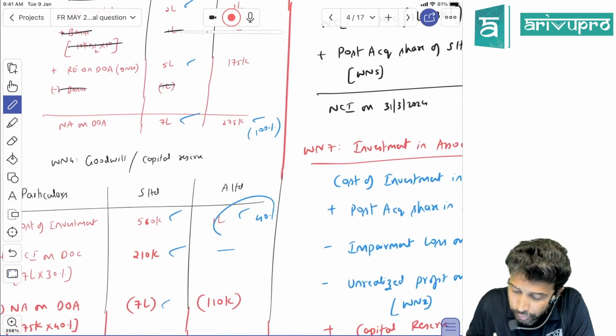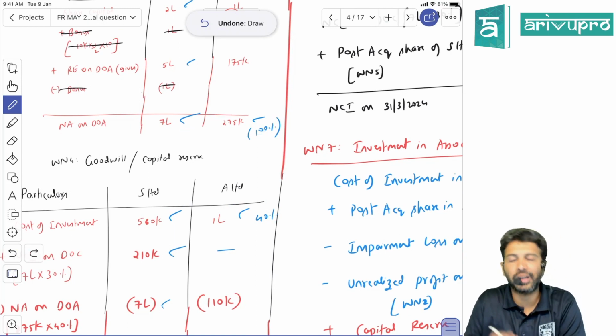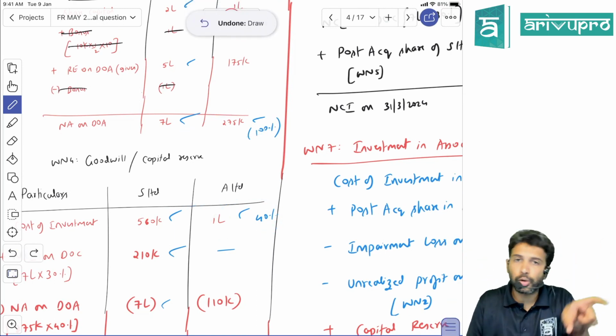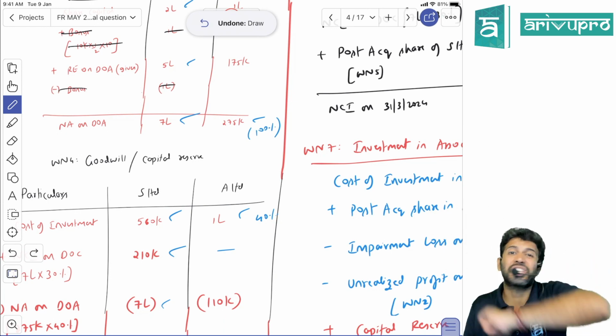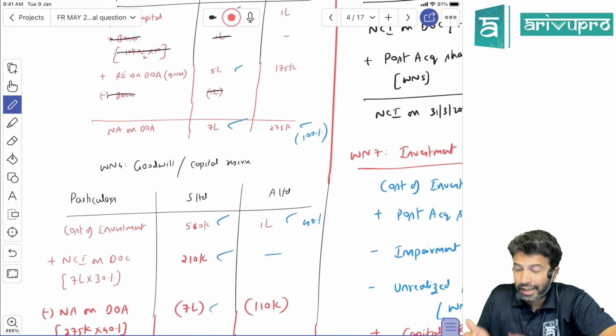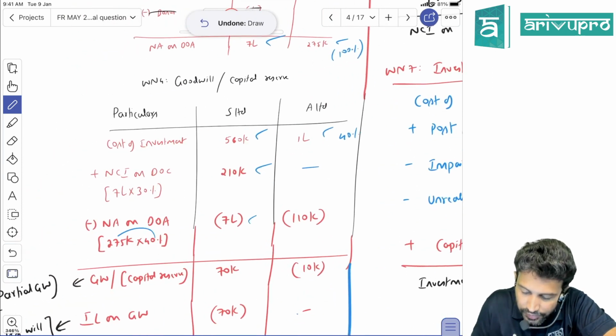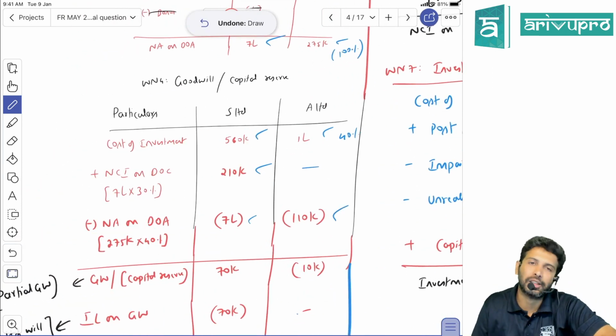So can you compare a 40% number with a 100% number and say this is goodwill or capital reserve? No. Since this is 40%, we should only take what? Parent's share of net assets. Because parent only owns 40%, which means they have 40% right over net assets. So take 2,75,000 into 40%, you will get 1,10,000. Now compare.